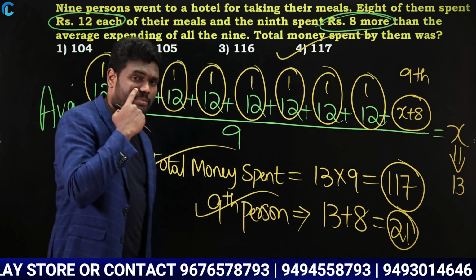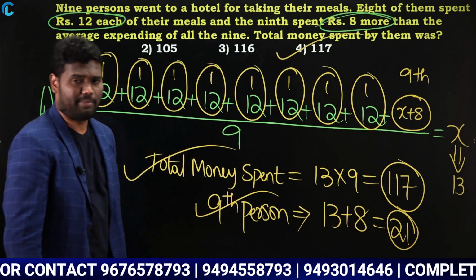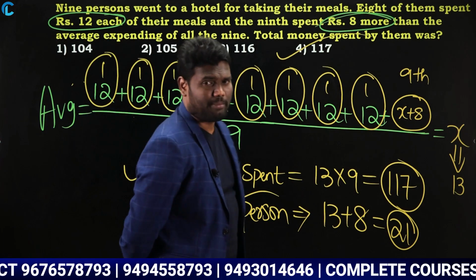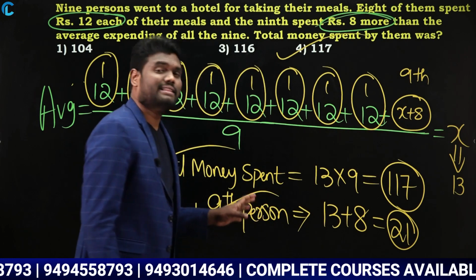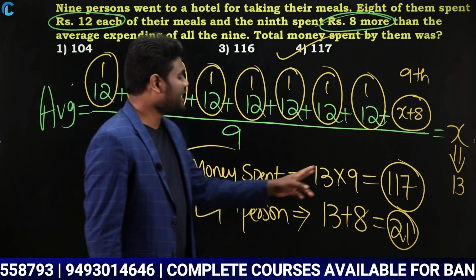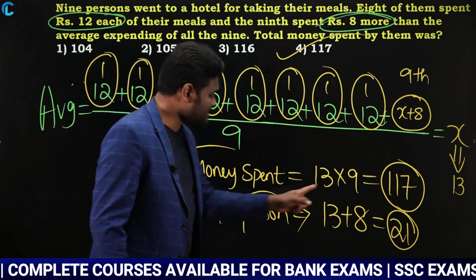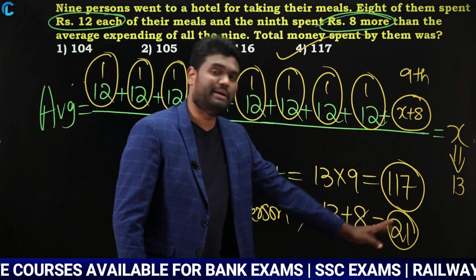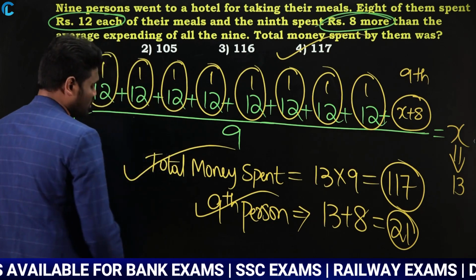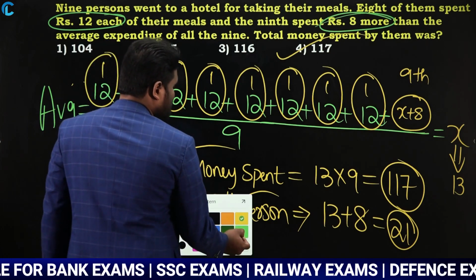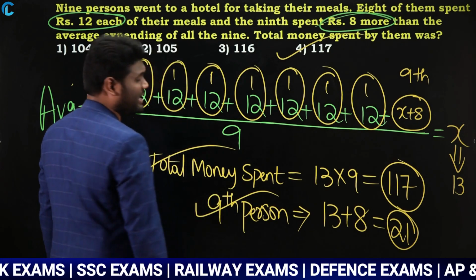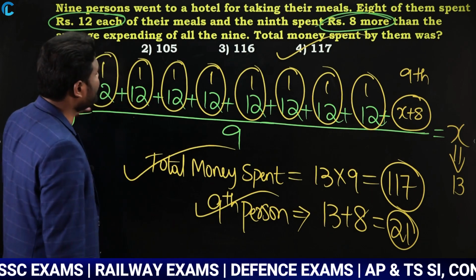So either the question may be total money spent by them, or else the question may be what is the amount spent by the ninth person. If the question is total money spent by them, the answer is 117. If the question is how much amount the ninth person spent, then the answer is going to be 21. Now, how to solve this question without doing all this? Actually, to make it understandable for everyone, I have simplified it in detail.